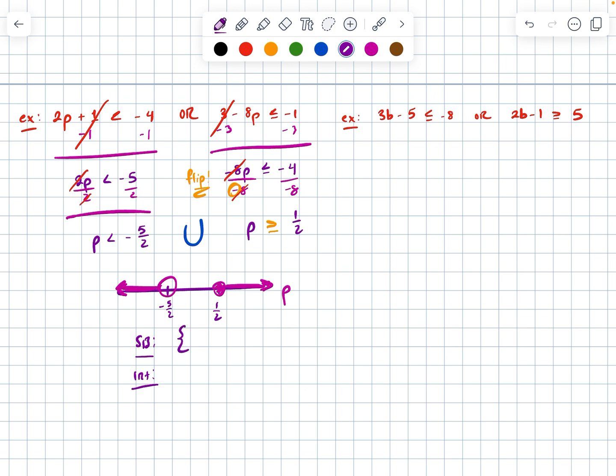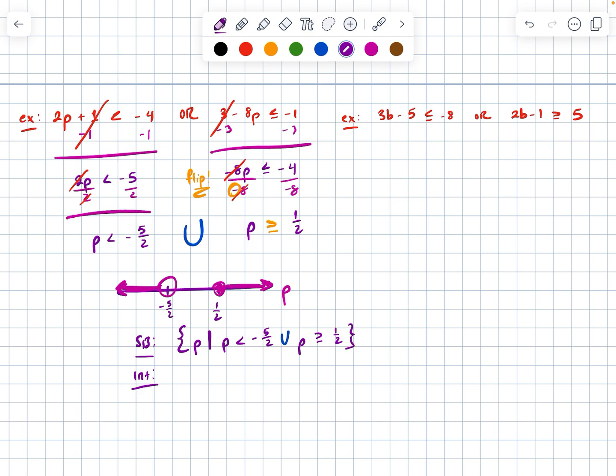So, set builder, I want the set of values of p such that, vertical line, I've got either p is less than negative 5 halves, or, use my symbol, p is greater than or equal to 1/2. It's got to be one of those two.